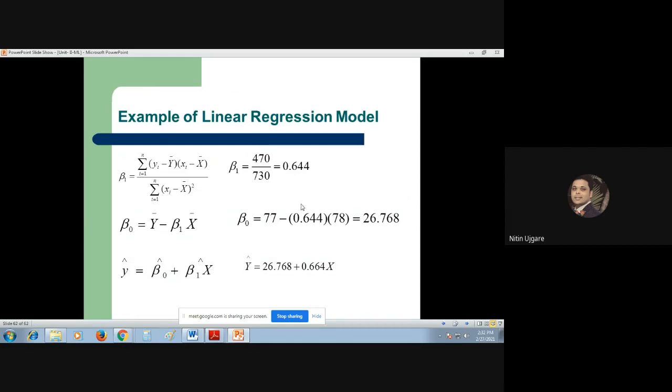Once you have calculated beta 1, we can easily calculate beta 0. We know the equation of beta 0: beta 0 is calculated as y bar minus beta 1 into x bar. Centroid तो हमने सबसे पहले calculate की है.